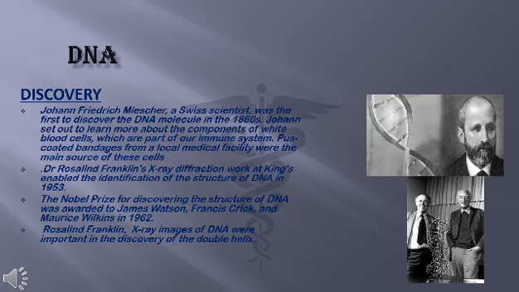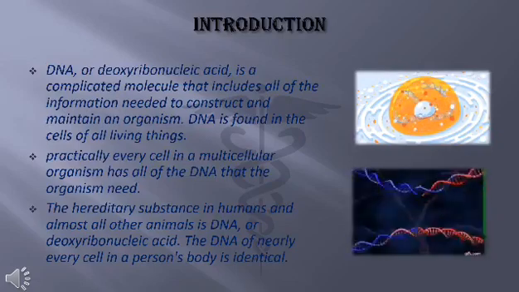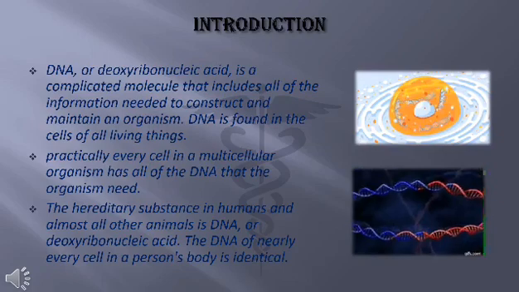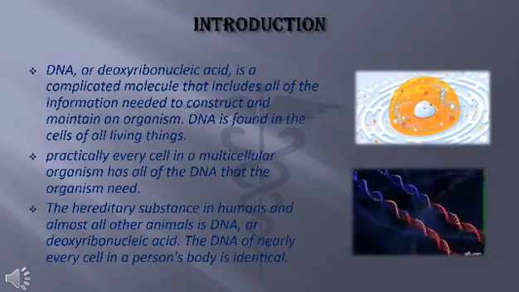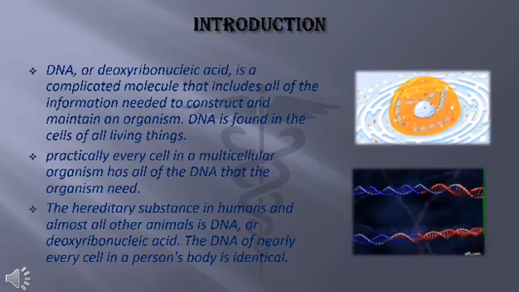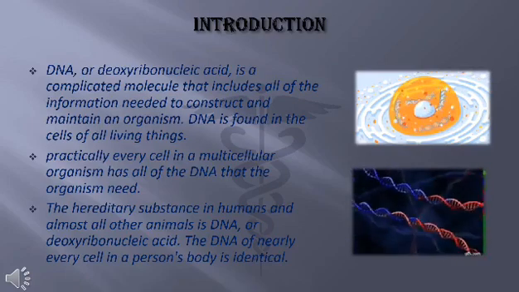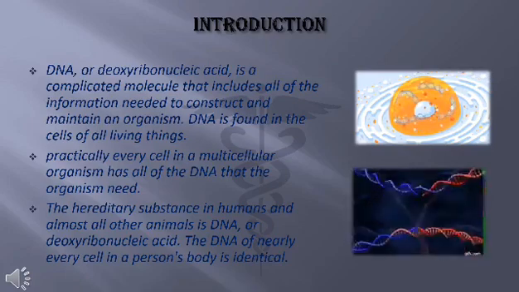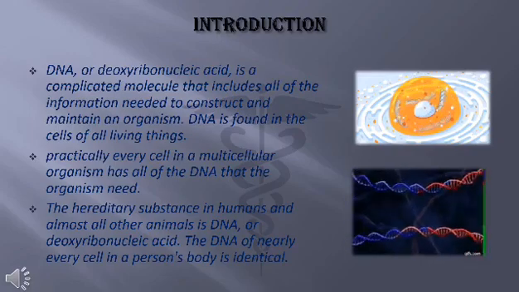Although Rosalind Franklin's X-ray images of DNA were important in the discovery of the double helix structure and shape of DNA. DNA, or deoxyribonucleic acid, is a complicated molecule that includes all of the information needed to construct and maintain a living organism. DNA is found in the cells of all living things. Practically every cell in a multicellular organism has the set of DNA of which the organism is composed, and the hereditary substance, the genetic material, is enclosed.